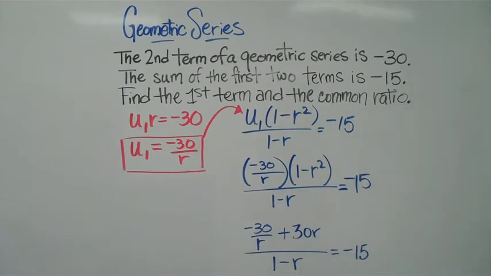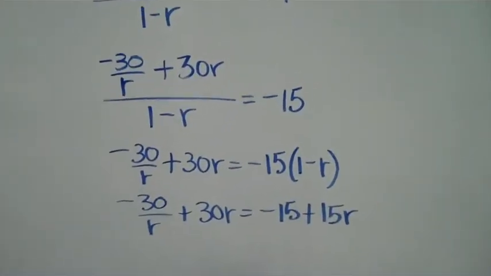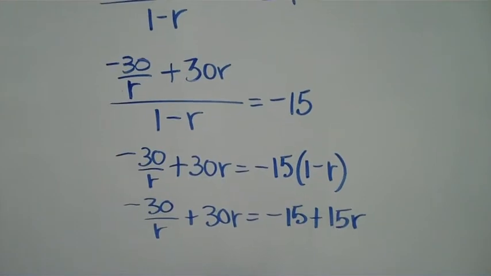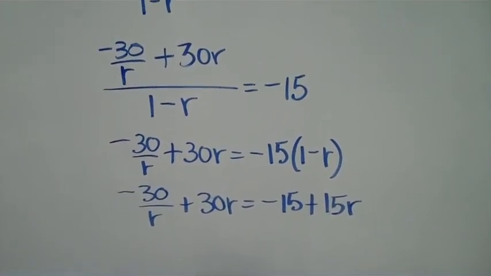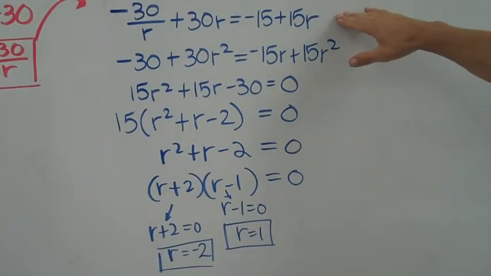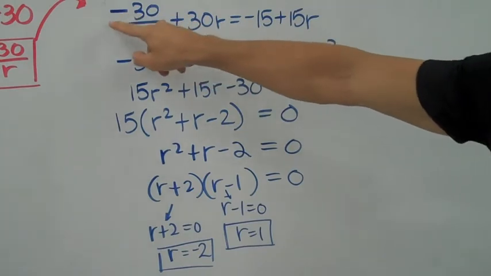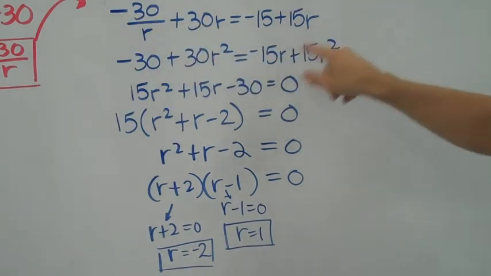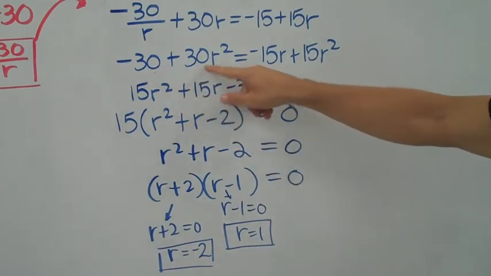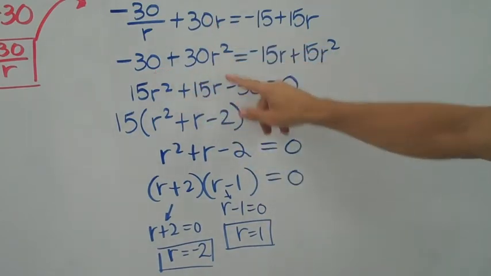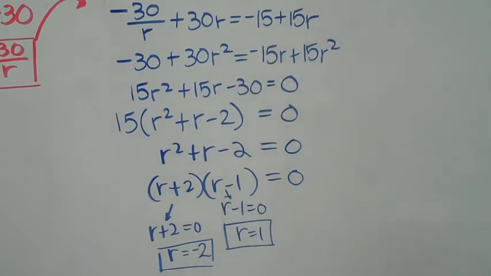At this point, I can multiply both sides of the equation by 1 minus r, and then distribute the 15 on the right-hand side out to the 1 and to the negative r. At this point, I have an r in the denominator. If I multiply each and every term by r, I will cancel my r's in the denominator, and I'll get negative 30 plus r squared, negative 15r, and 15r squared.